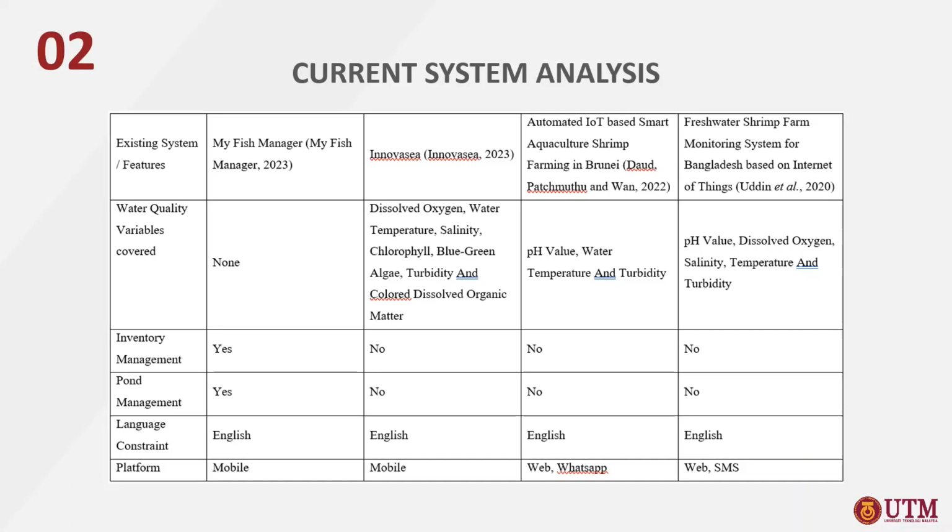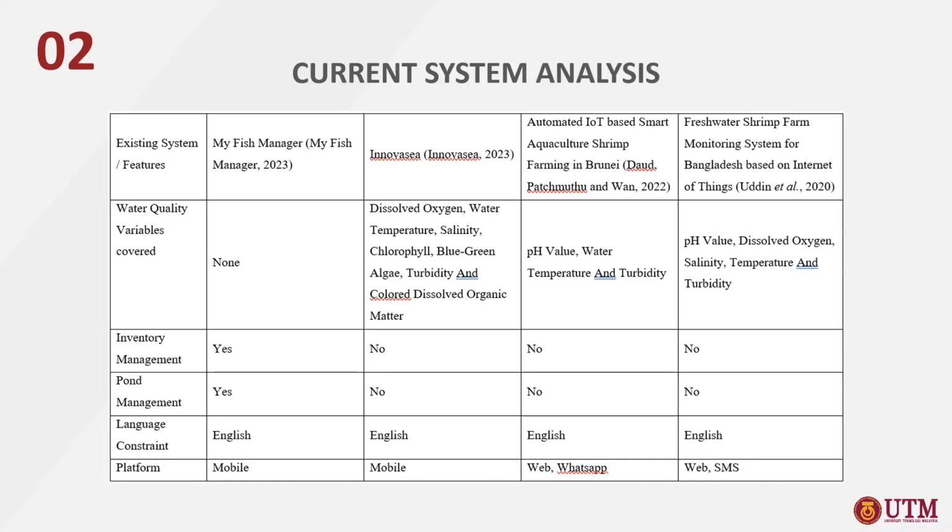2020. We will analyze 5 things for every system. The first of all is water quality variables that is covered in the system. Second is the inventory management. Third one is pond management. Fourth is language constraint, and finally the platform used to run the system.